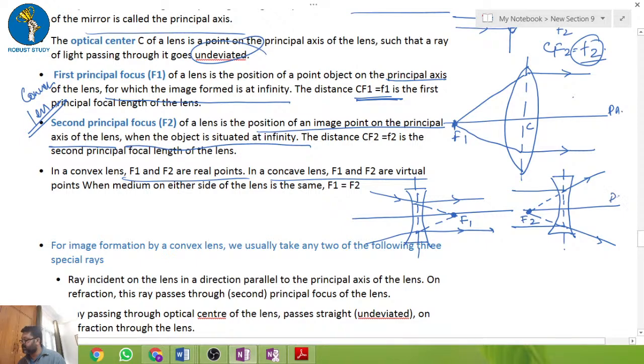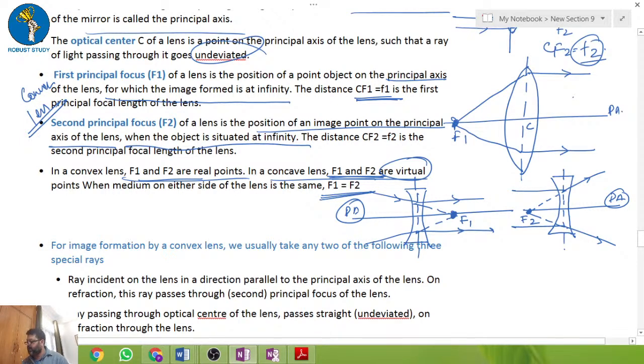So these are the principal axis. In the case of a convex lens, the focus is a real point, but in the case of f1 and f2, it is a virtual point. It doesn't exactly meet here, so that's what it is: at the real point, and here it is the virtual point. But you have to remember that f1 and f2 are the same.